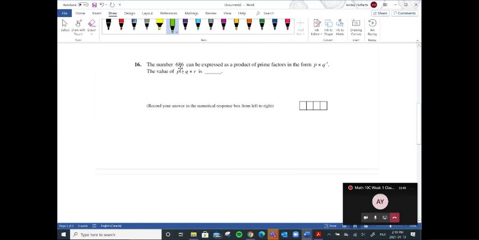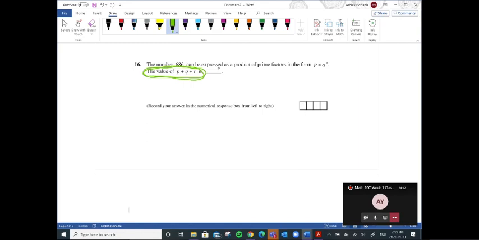So it says the number 686 can be expressed as a product of prime factors in this form. The value of P plus Q plus R is... So basically our goal right now, just ignore this last part. We'll come back to this at the end. That's just the way we're going to have to present our answer in the numerical response box down here.